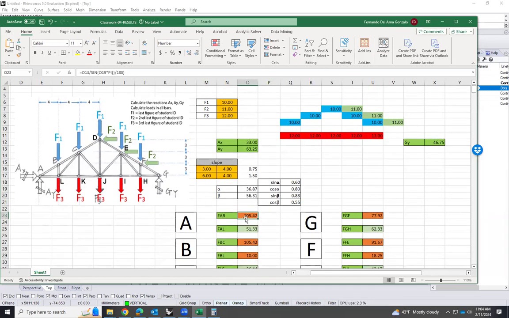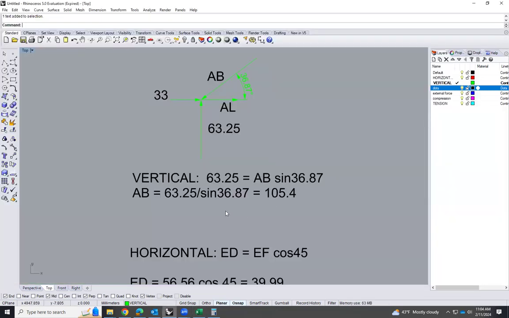Compression, so on this Excel file, everything that is in compression is red, and what is tension will be green. So this is like that.